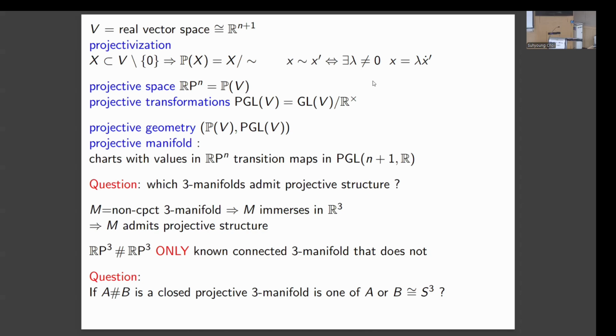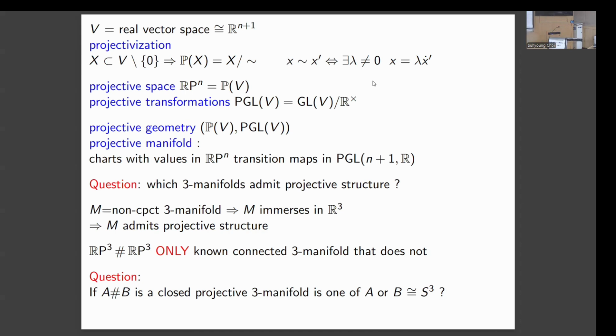And so we have a geometry in the sense of Klein, the projective transformations acting on projective space. So this leads to the notion of a projective manifold. A manifold is something covered by charts with overlap maps. And it's a projective manifold if the charts take values in projective space and the transition maps going between two charts are projective transformations. So all two-dimensional manifolds have a real projective structure.